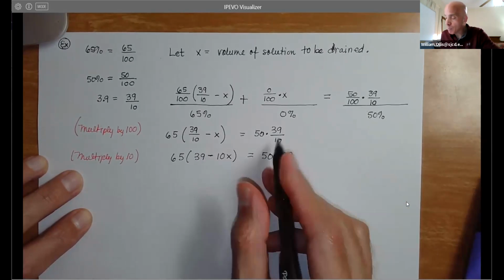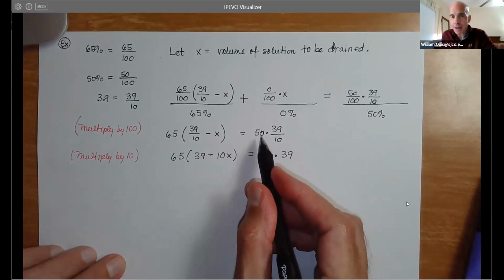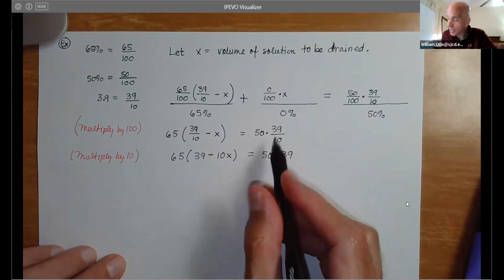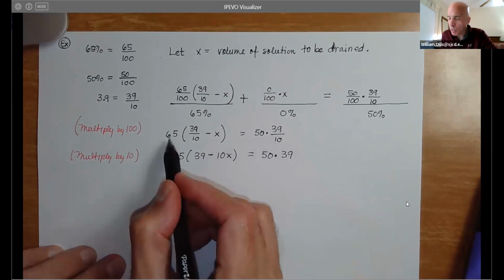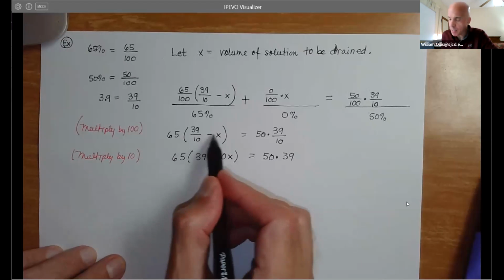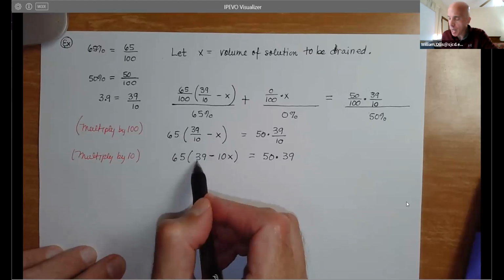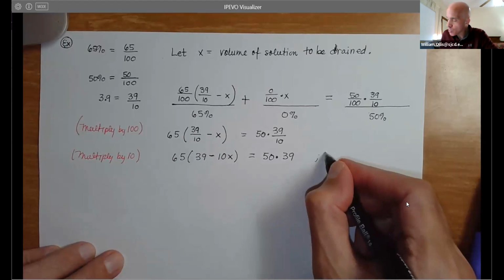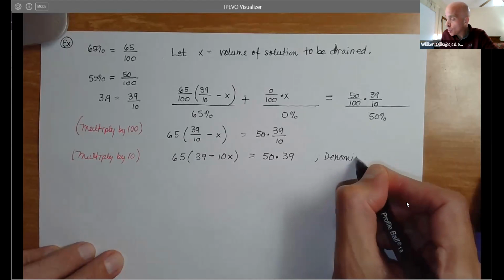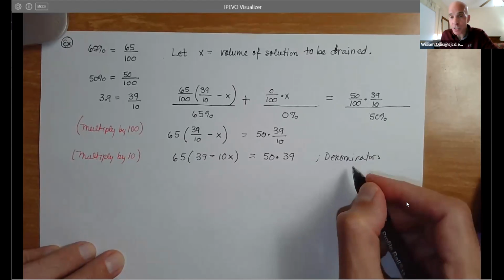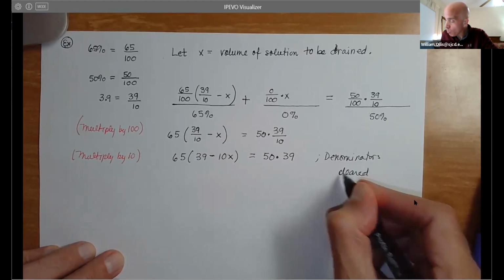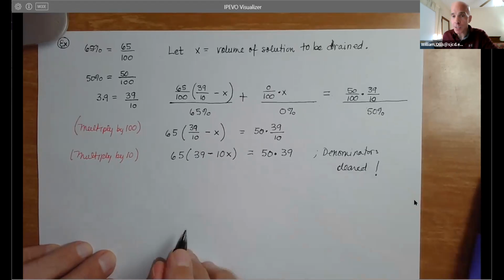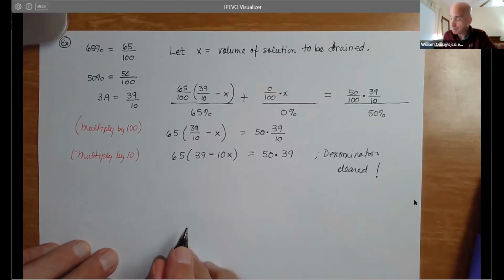You're thinking, well, I could multiply the 50 by 10 and get 500, but I don't want to do that. I want to hit that number with the 10 to give me the 39. I don't want to hit the 65 with 10. I want to hit this factor with the 10 to clear the denominator. So note, the denominator's cleared. And you can do it however you want, ladies and gentlemen, legally. Just make sure that whatever you do, you're consistent so the denominators are cleared.